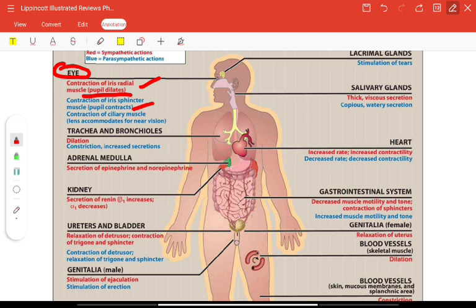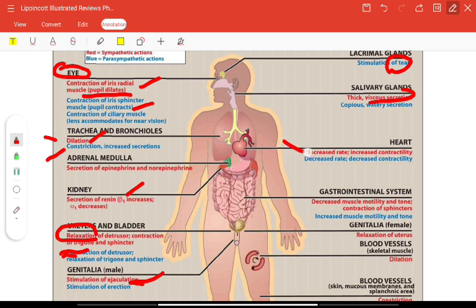Trachea and bronchioles, sympathetic dilation, parasympathetic constriction. Adrenal medulla, secretion of epinephrine. Kidney, secretion of renin. Ureter and bladder, relaxation in sympathetic and contraction in parasympathetic. And ejaculation in sympathetic and erection in parasympathetic. Lacrimal gland, stimulation of tears in parasympathetic. Thick secretions in sympathetic.